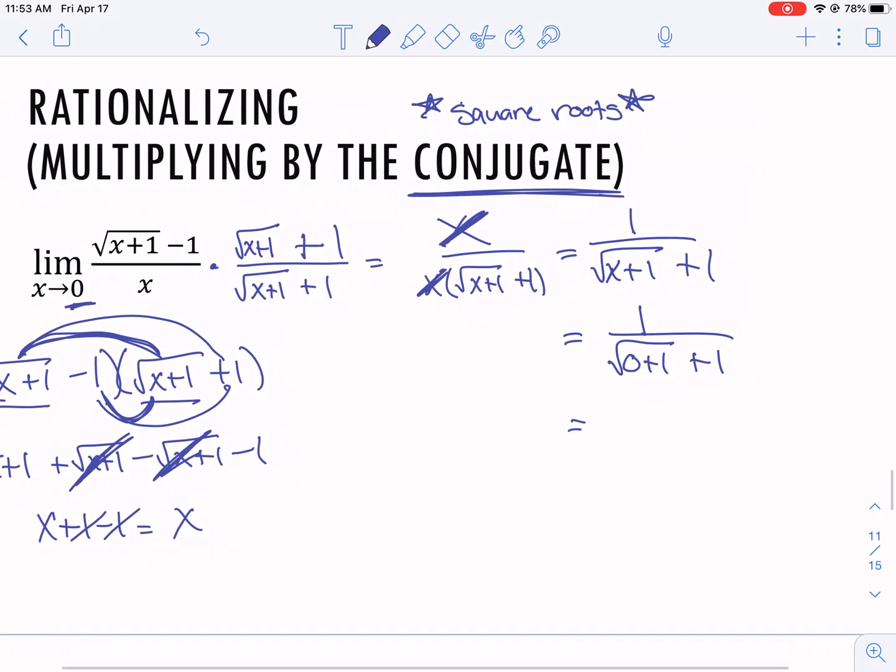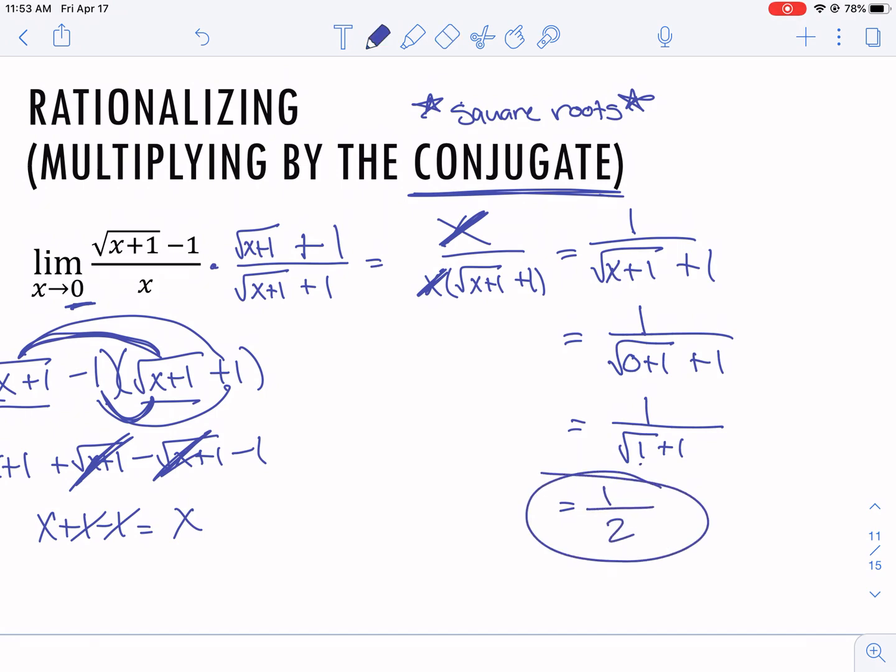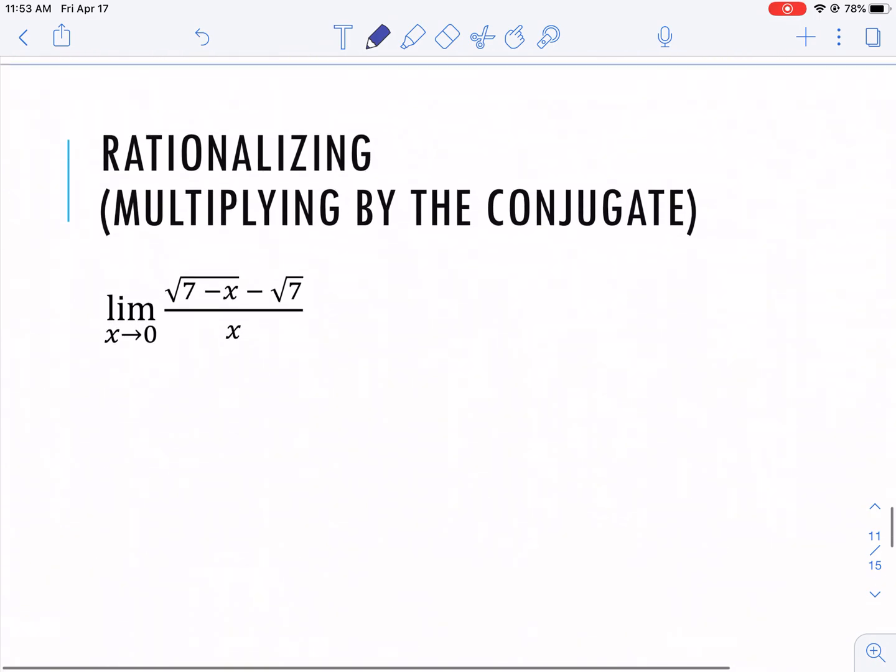So then that becomes 1 over the square root of 1 plus 1, which is, whoops, I keep thinking ahead in my head because that's 1. So it just is 1/2. All right. So let's do another one, rationalizing by multiplying by the conjugate.